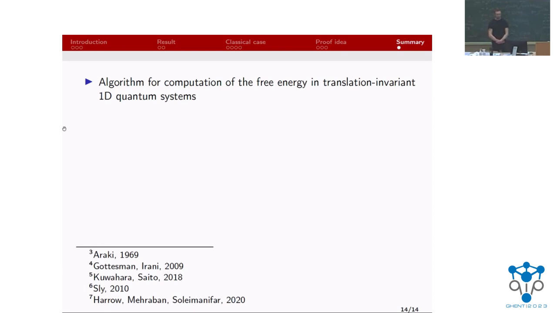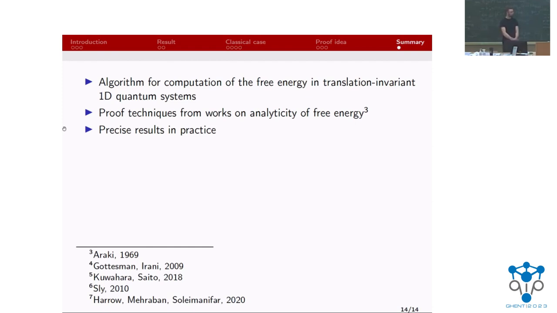With this, I'm about to wrap up. Just a short overview of what we did in our work. We present an algorithm for the computation of the free energy in translation invariant 1D quantum systems. So this is all the conditions that we have. The proof techniques, interestingly, come all from some works that actually originally looked at analyticity of free energy, or you might also know it as non-existence of phase transitions in 1D. All these things have been proved with the techniques that we now use to look at algorithms. And also, as I mentioned before, you can actually just use it. So if you do numerics, then I recommend it.